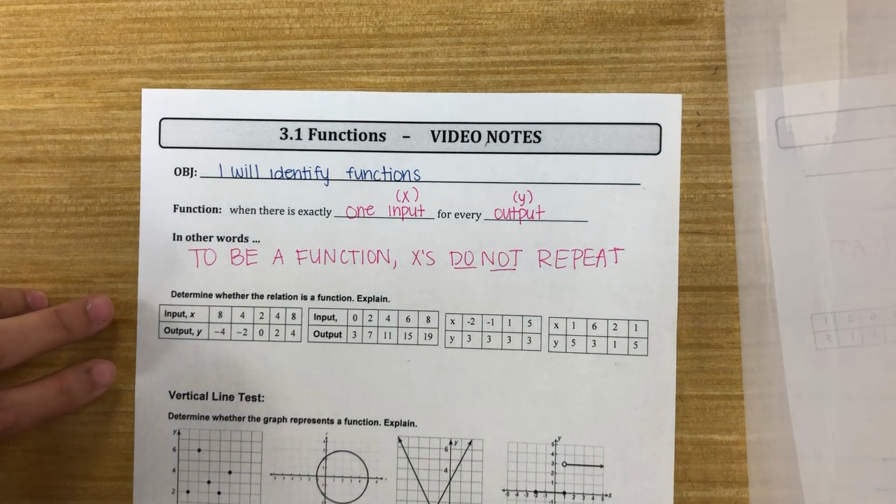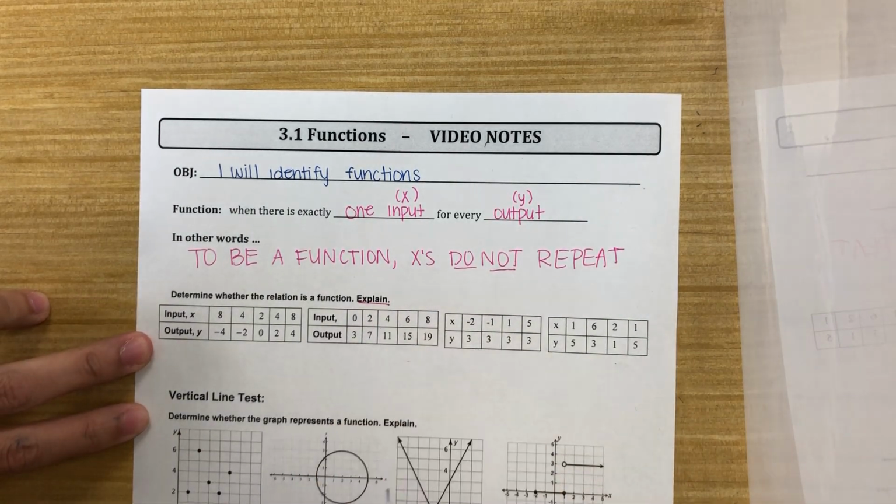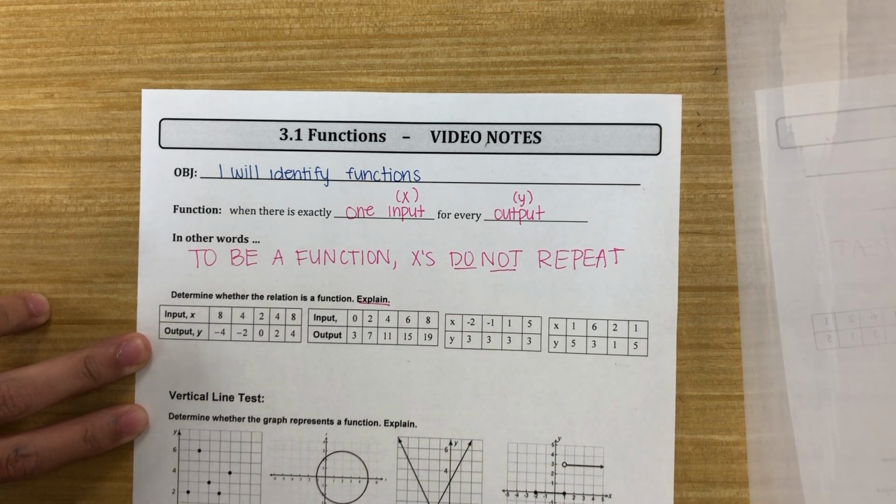Determine whether this relation is a function, and then please make sure you explain why. So a lot of times on your test, we're gonna write explain. So if you don't do that, you are gonna lose points, okay?